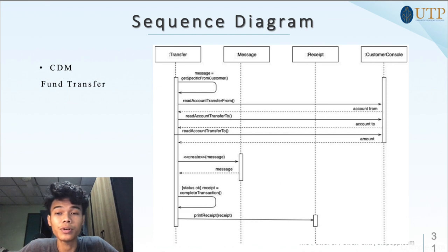So it has four classes involved. It starts from the transfer class, the same thing, it will get the specific from the customer, and then it will request input from the user. Since it is a fund transfer, it needs to know where the funds come from and where they are going to be transferred to, and then the amount of money that is going to be transferred.